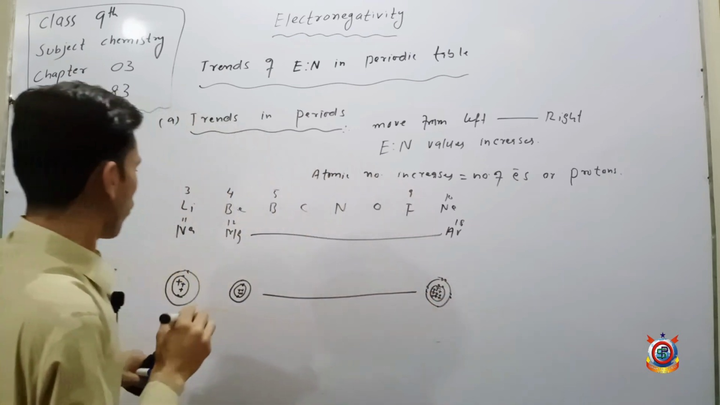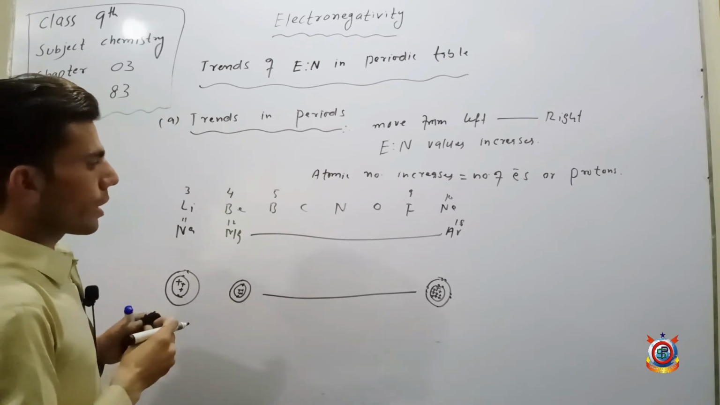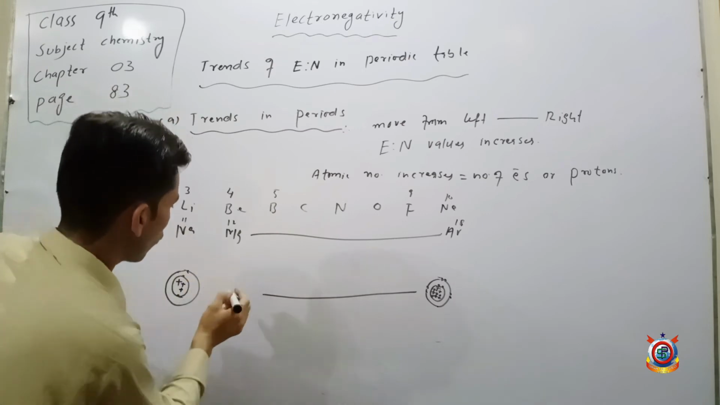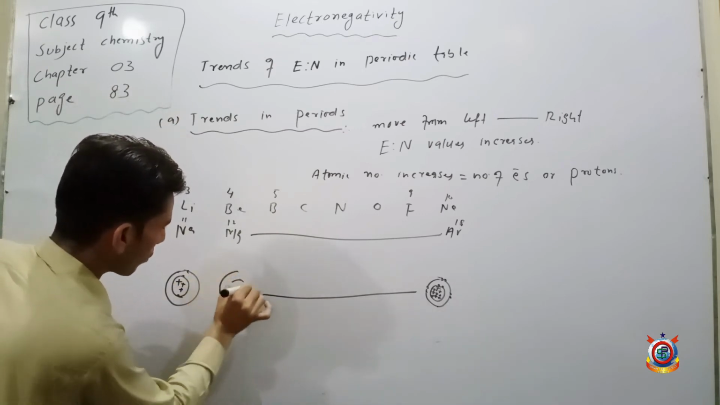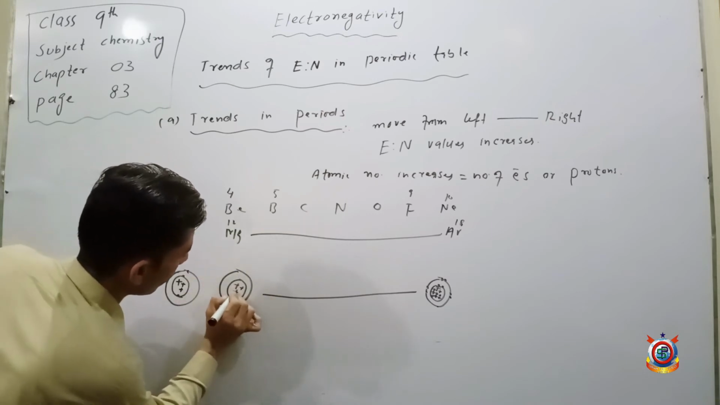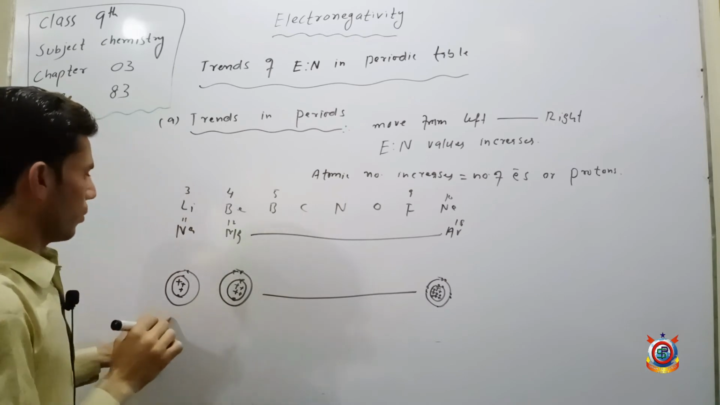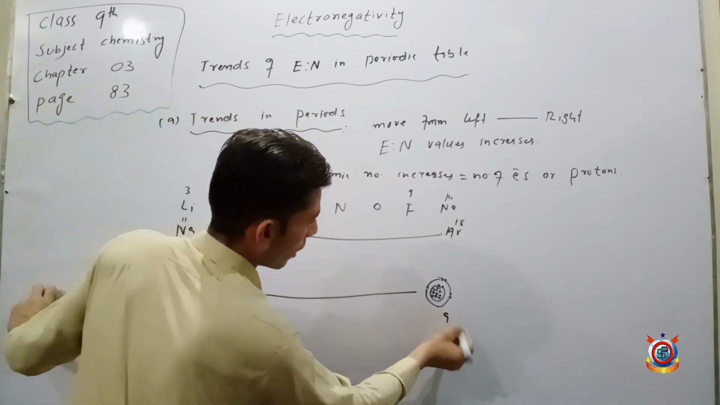So when we move from left to right, what happens? The atomic number increases, and the positive charge on the nucleus increases. Atomic number increases means the positive charge on the nucleus increases. Atomic number 3, 4, and 9.